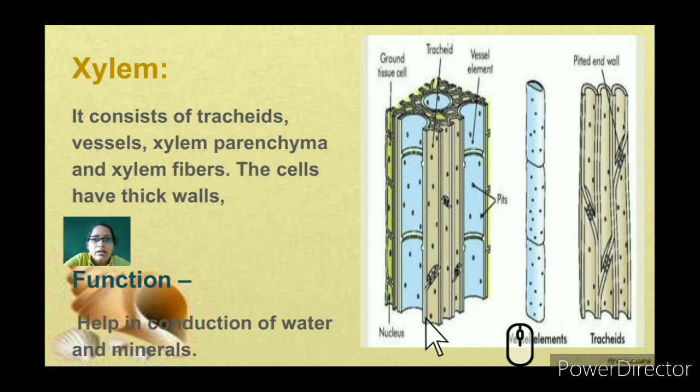So let's understand about xylem. What are the parts with respect to the xylem? They consist of tracheids, vessels, xylem parenchyma and xylem fibers. These cells have thick walls. So you can see that they have a thick cell wall. What do they do? They help in transportation of water and minerals across the plant.